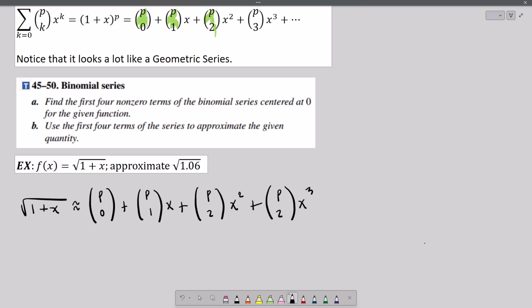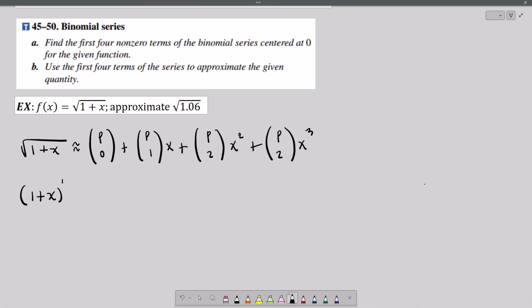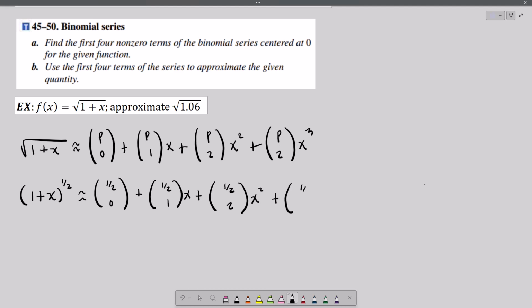So we have to identify P. What is P equal to? So P stands for power. What's the power? 1/2. 1/2. So if we look at this 1 plus x and we rewrite it, P is the power on there. So the 1 plus x is the binomial. P is the power, P is 1/2. So this is going to be 1/2 choose 0 plus 1/2 choose 1 times x plus 1/2 choose 2 times x squared plus 1/2 choose 3 times x cubed. So that is our approximation.